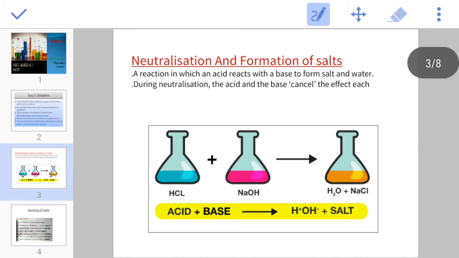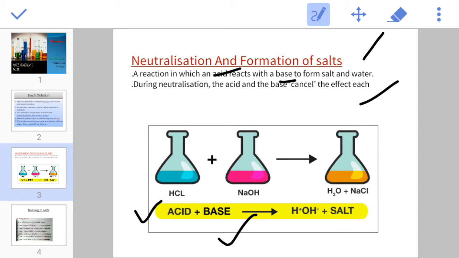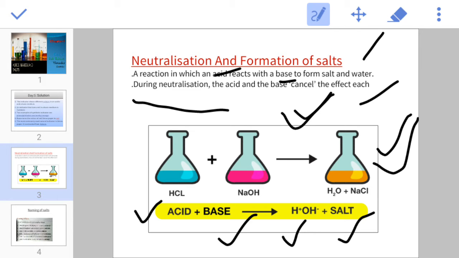Okay, let's continue with the next topic, neutralization and formation of salt. We have done the neutralization reaction so many times. Whenever acid and base react together, they form salt and water. Here in the diagram you can see I take acid as HCl, base as NaOH; acid plus base gives H2O and salt. And one important thing, during neutralization, acid and base cancel the effect of each other. Now the solution will not show the acidic medium or the basic medium because it becomes a salt.